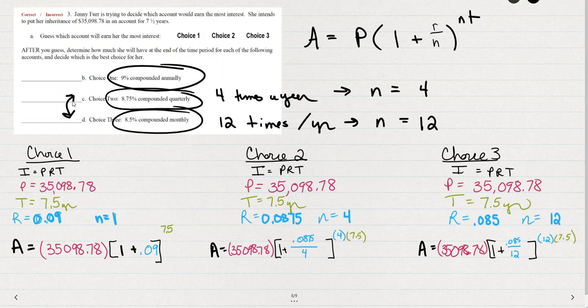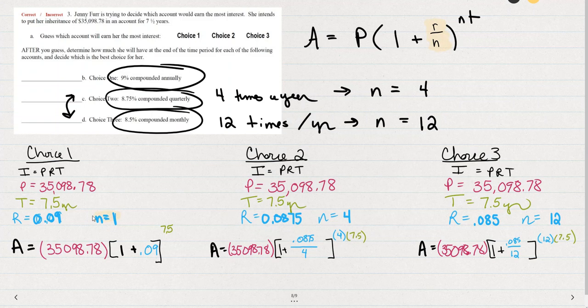Let's look at just one of these. Choice 1, the way we would apply the formula is that the amount, A, is going to equal the principal, $35,098.78, times the quantity of 1 plus 9%, or 9/100ths. And notice that this formula says the interest rate divided by n.